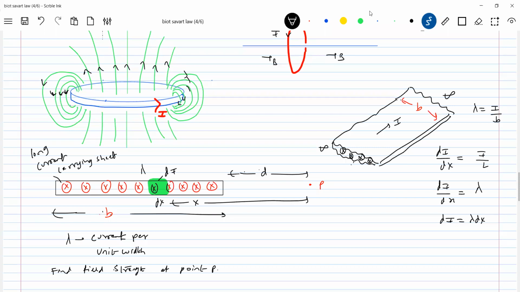Now calculate the field at this point. Due to the small element, dB is equal to mu naught di by 2 pi x, because it is like a long wire. And the green color strip, you can choose it to be somewhere here like this.